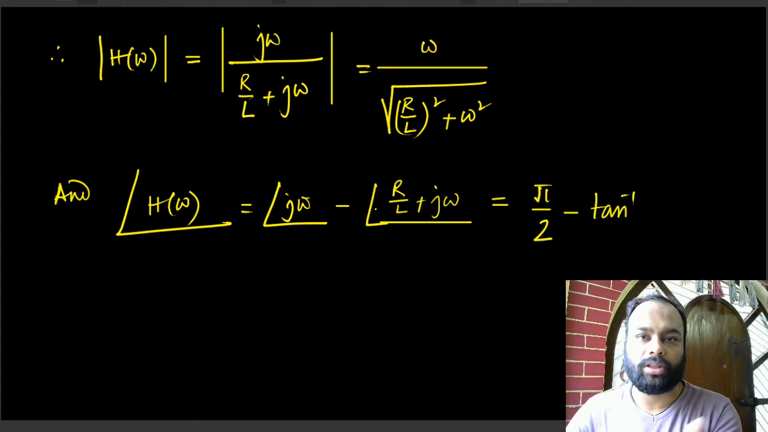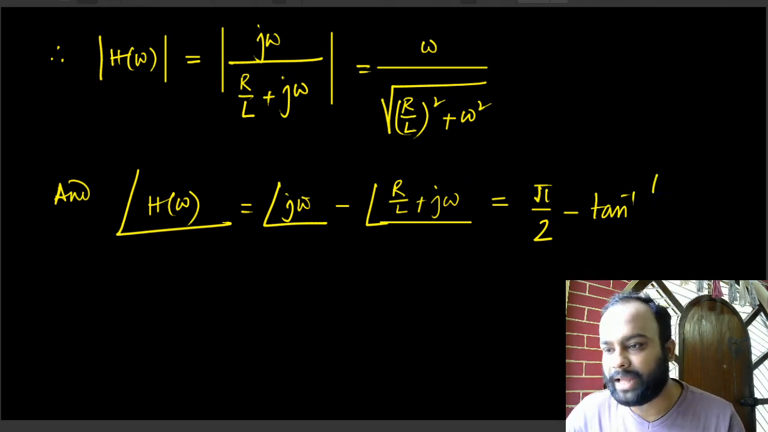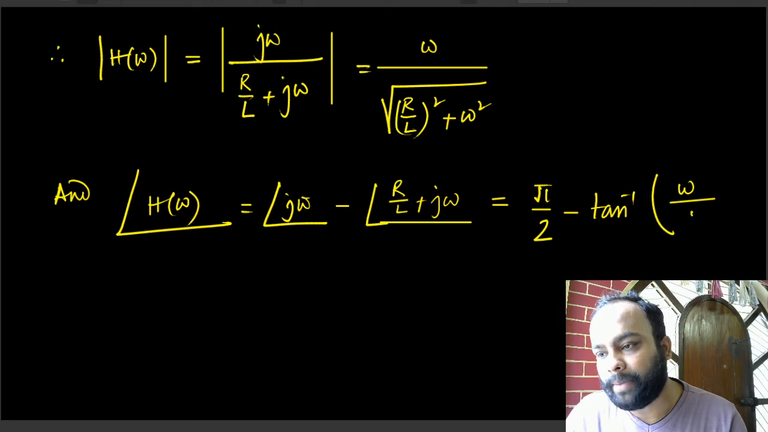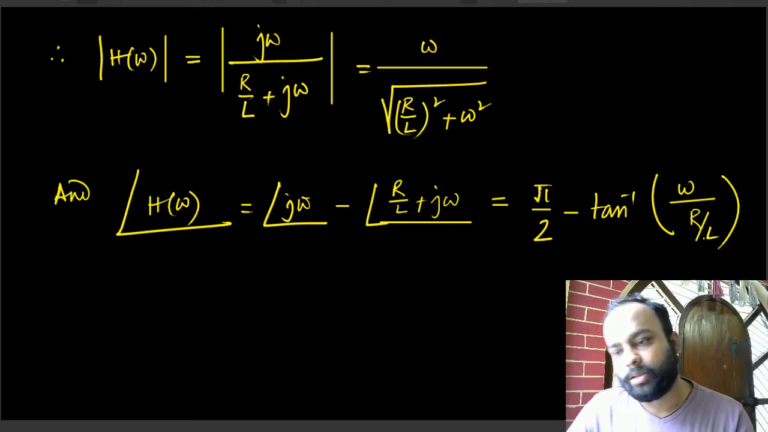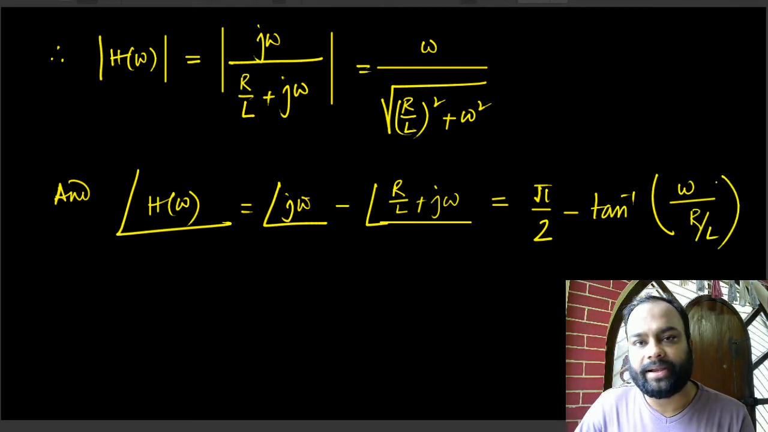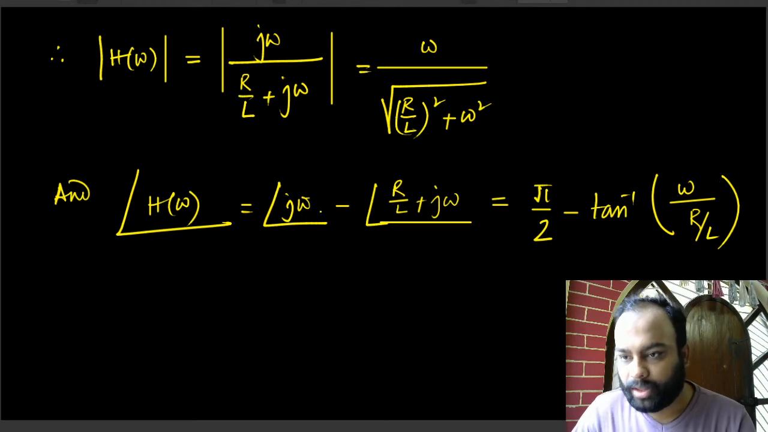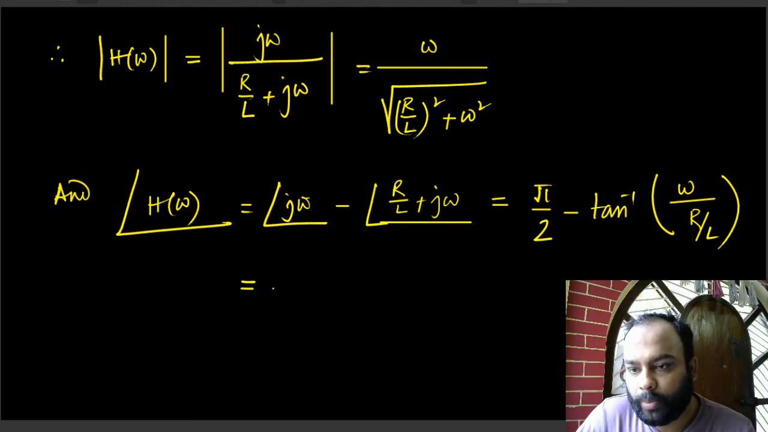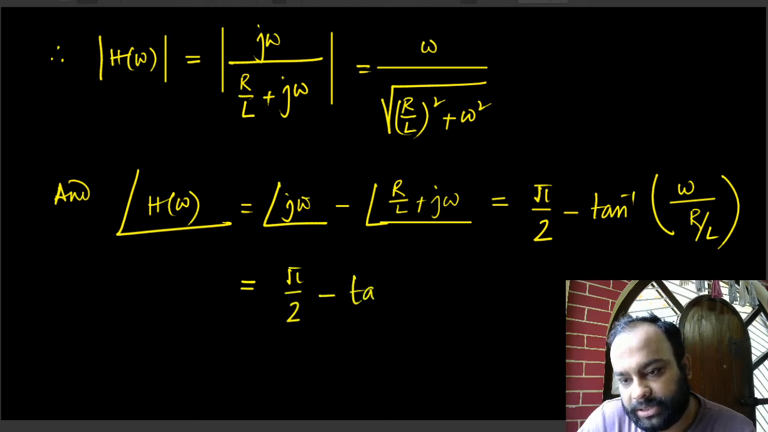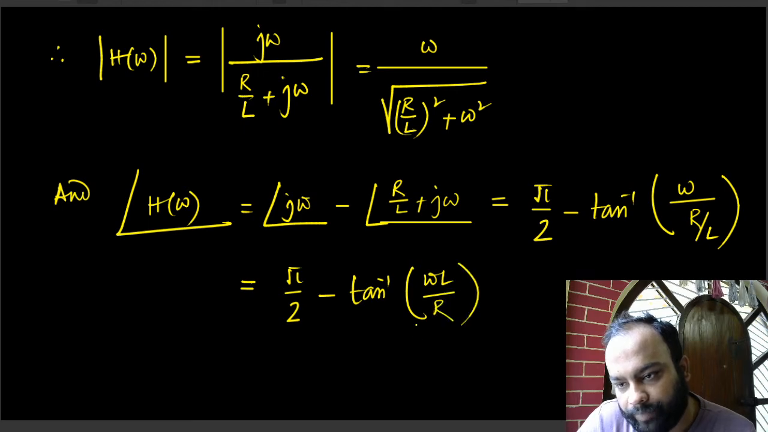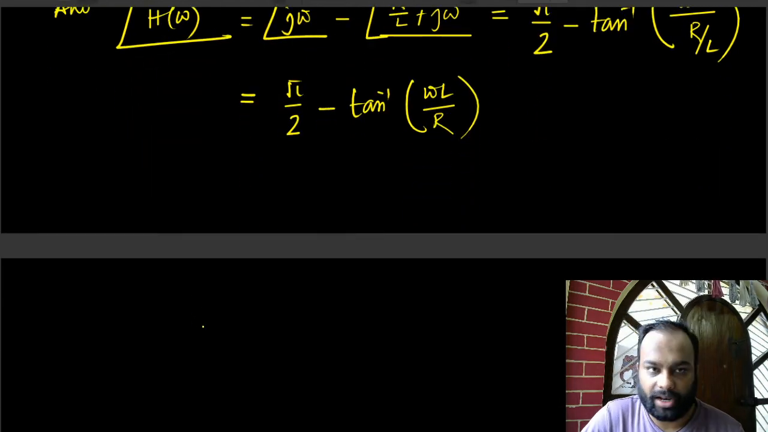It's a complex number in the first quadrant. So tan inverse, imaginary part by real part, which is ω by R by L. So this is going to be π by 2 minus tan inverse ωL by R, right? So that's going to be the phase angle.